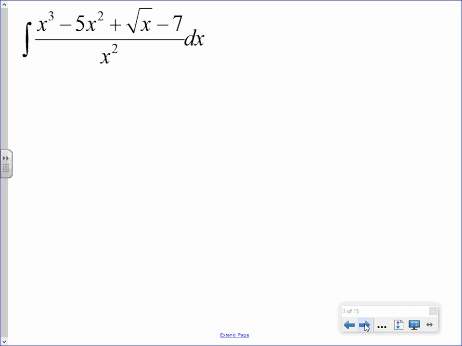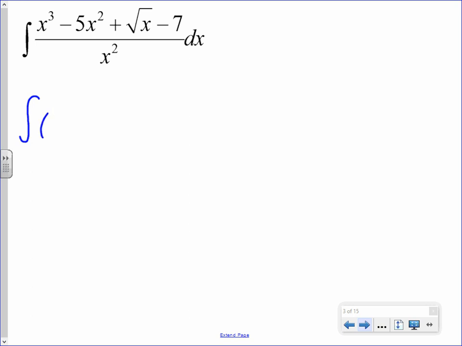There is no such thing as a quotient rule for antiderivatives. Antiderivatives, we are very limited to what we can do. Okay, I'll just tell you that up front. Some of the strategies you won't even learn until next year if you take a second year of calculus. Okay, so what are we going to have to do? We're going to have to rewrite this. So basically, we're going to have to divide everything by x squared.